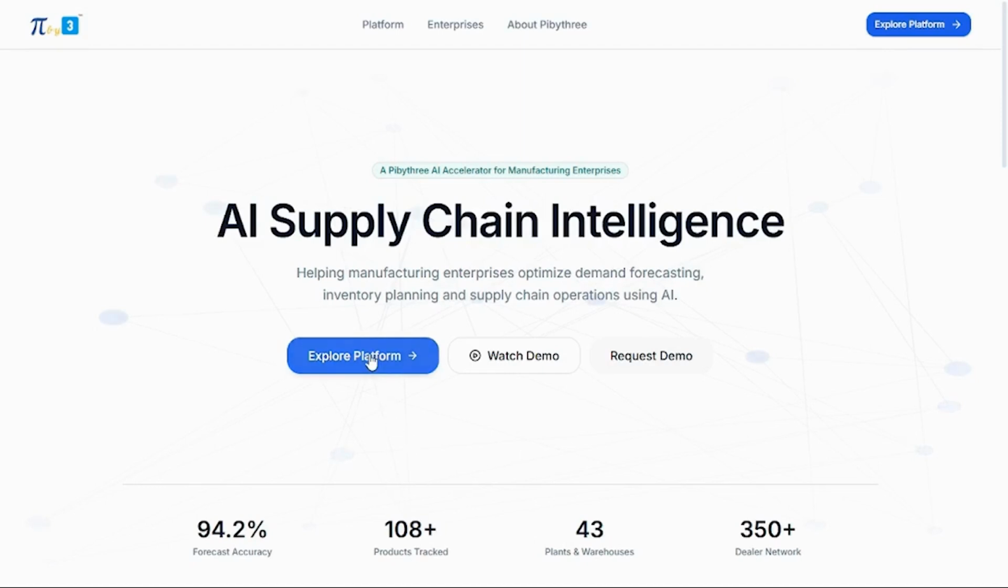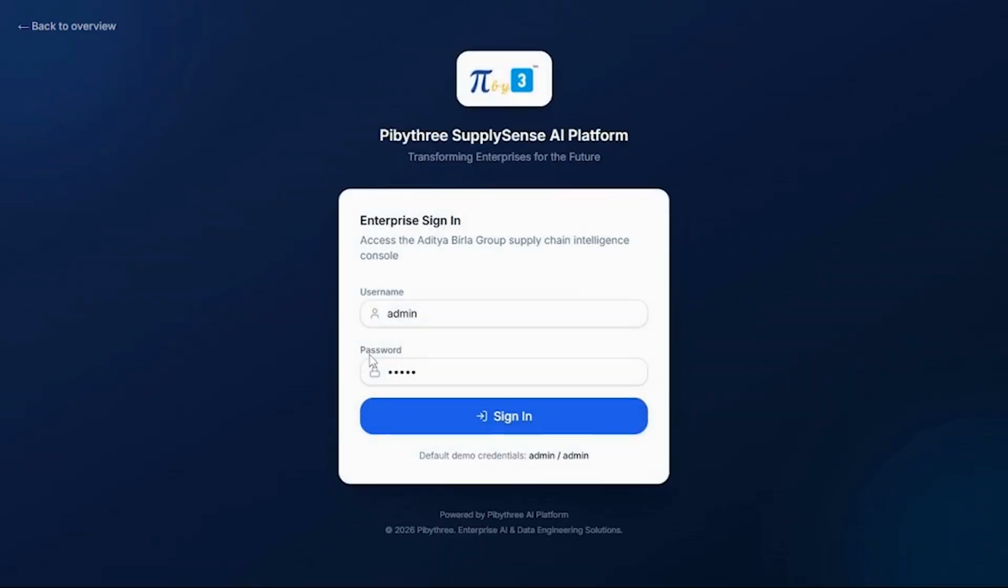We start by exploring the platform. This is the login page for SupplySense AI. The platform supports enterprise-grade authentication and role-based access, ensuring that executive planners, warehouse managers, and supply chain teams each receive information tailored to their responsibilities. I will log in using the executive account.